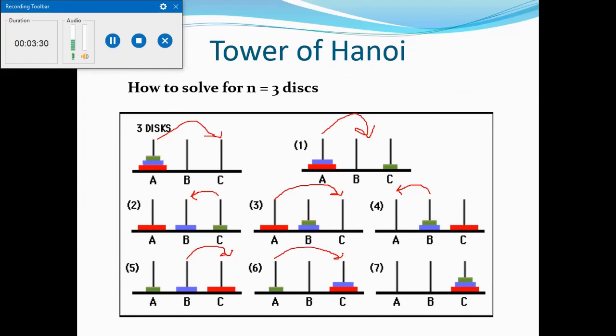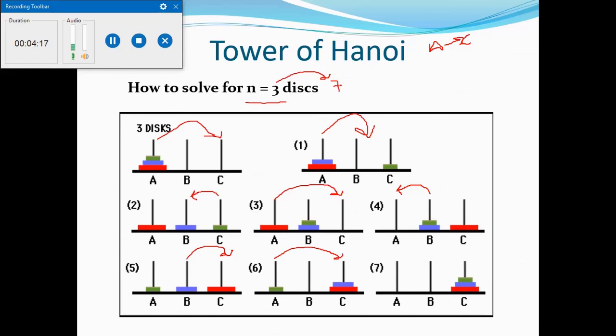So how many steps are required? 1, 2, 3, 4, 5, 6, 7. If you write these steps: A to C first, then A to B, then C to B, A to C, B to A, then B to C, and then A to C. So these are the 7 steps. This means for n equals 3, I need exactly 7 movements to solve.